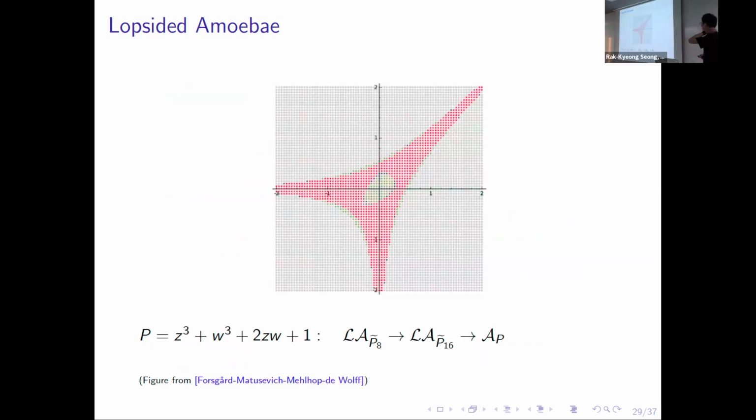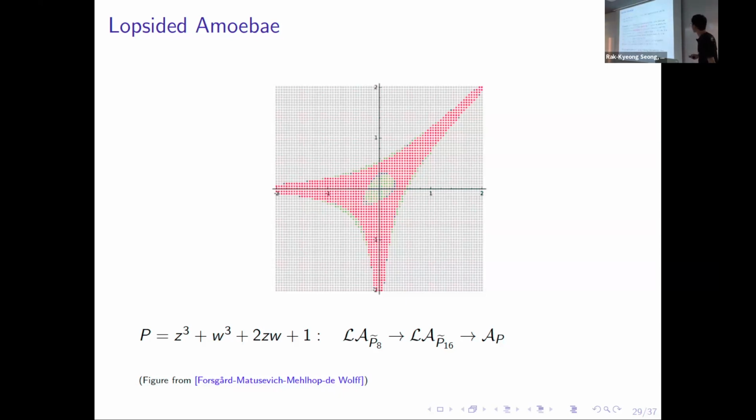It's a different example. First, I'm just being lazy, so I'm just copying this figure from this paper. Another reason is that this is a very good example where even at n equal to 8, the lopsided amoeba is not a good approximation, at least for genus counting, because you can see it's still very crude: it contains not only the red and blue points, but also the yellow points.